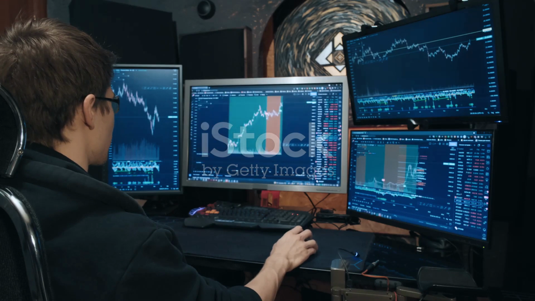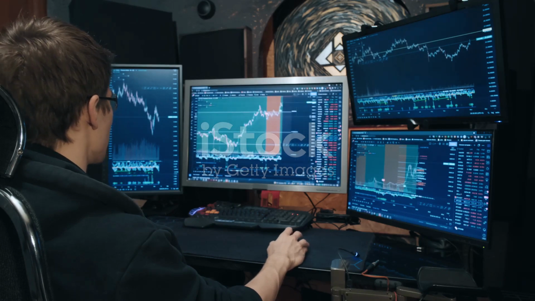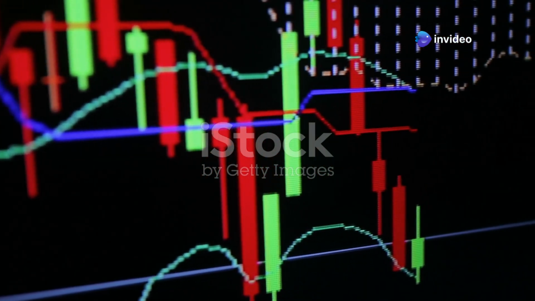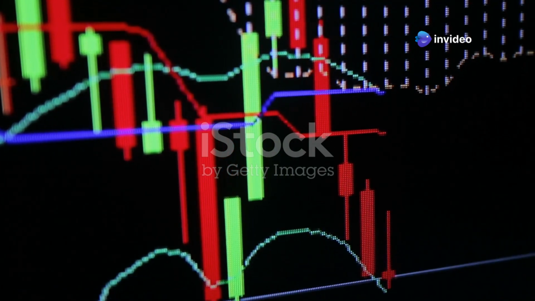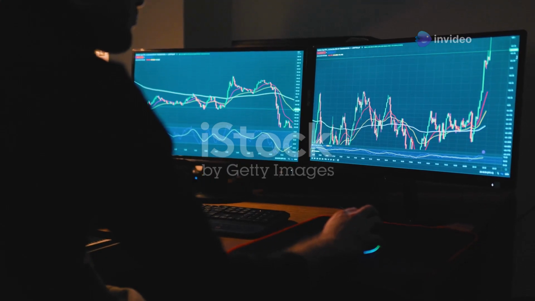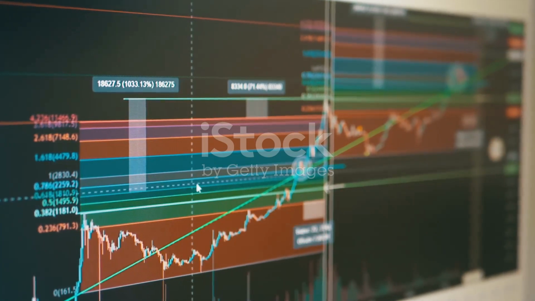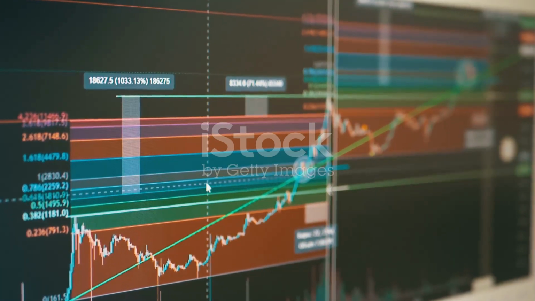Charts are visual representations of price data over time. The most common types of charts used in technical analysis are line charts, bar charts, and candlestick charts. They provide a clear and concise way to visualize price movements. Each type of chart displays price information in a slightly different way.